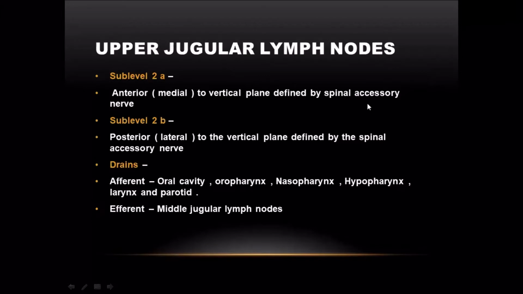It is further divided into sublevel 2A and 2B basically by the spinal accessory nerve. The boundary that is situated anterior to the spinal accessory nerve is sublevel 2A, and the boundary that is situated posterior to the spinal accessory nerve is sublevel 2B. It drains most of the oral cavity, oropharynx, nasopharynx, hypopharynx, larynx, and parotid. And it finally drains into the middle jugular lymph nodes.